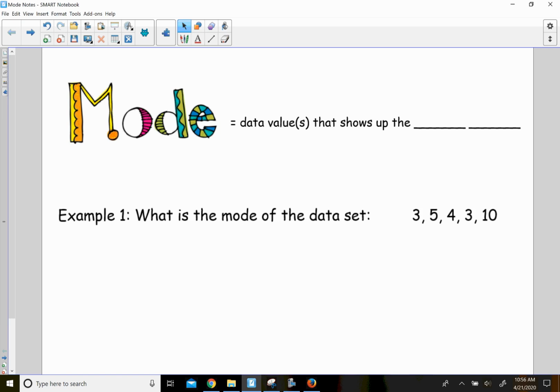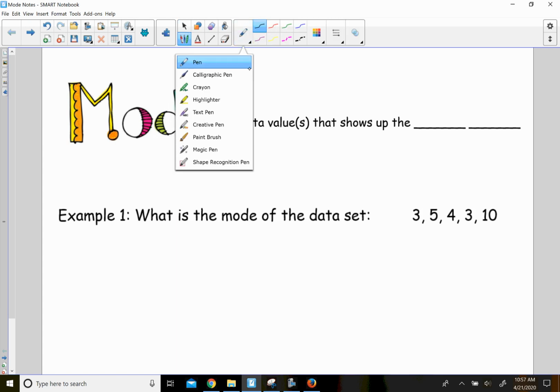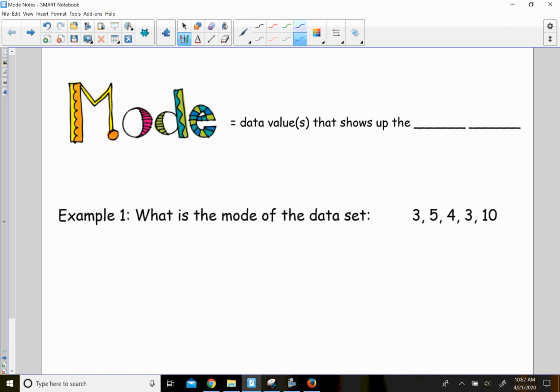All right, sixth graders, now we're going to look at the third and final measure of center given a data set, and that is called mode. Mode is the data value or values, sometimes there's more than one mode, that shows up the most often. So mode is the most often showing up one. So MO helps me remember most often. So which value or values show up the most often?